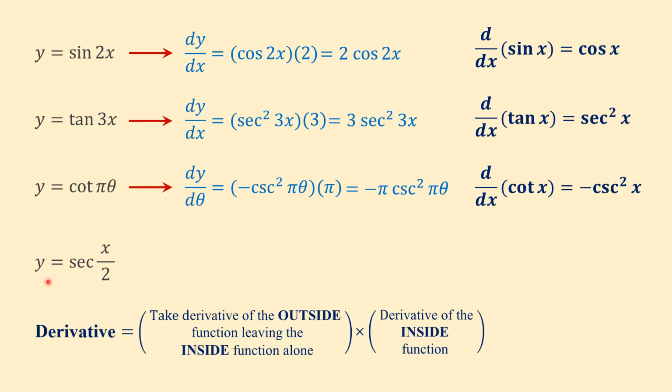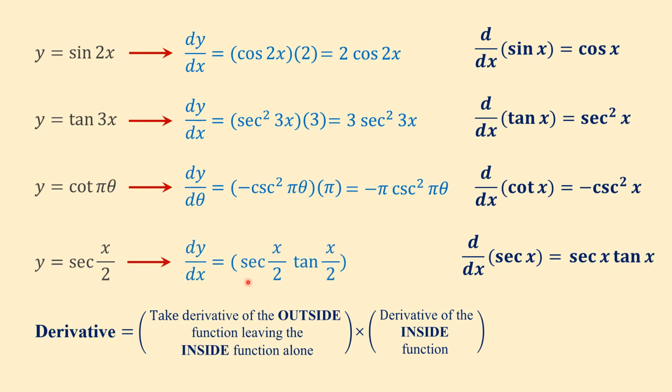Another example, y equals secant of x over 2. In this example, secant is the outside function and x over 2 is the inside function. And remember that derivative of secant of x is secant of x times tangent of x. So derivative of the outside function, secant of x over 2, is secant of x over 2 times tangent of x over 2.